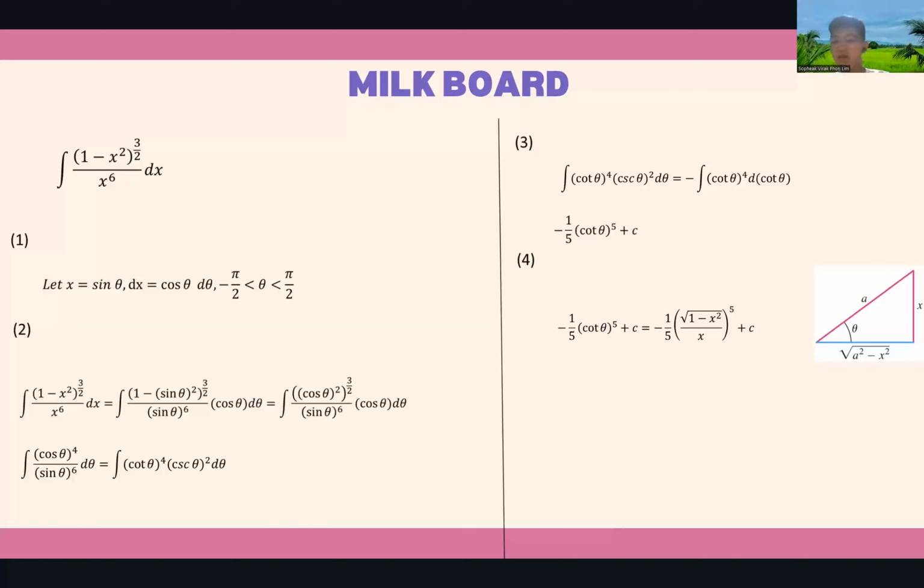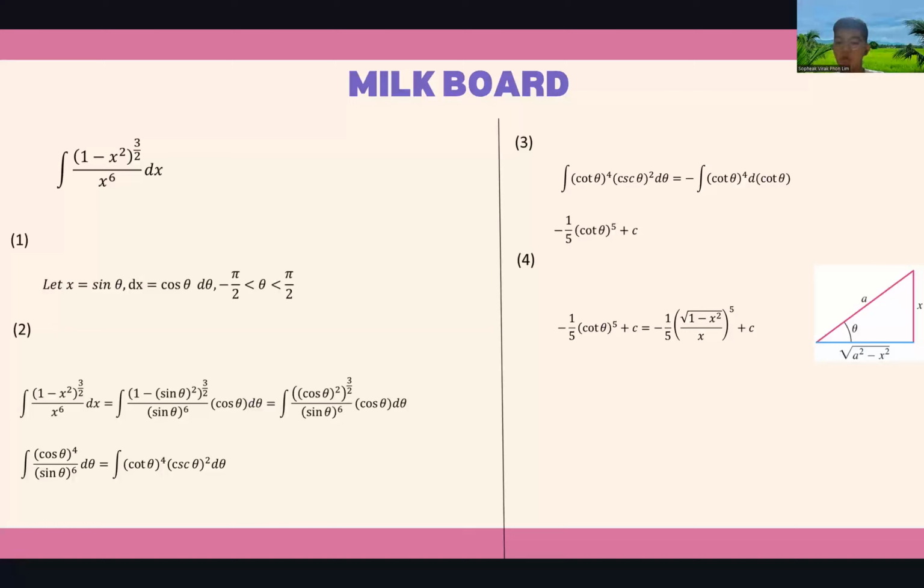So in the third step, we have to evaluate this trigonometric function. So we just use that the derivative of cotangent of theta equals minus cosecant squared theta. So we just evaluate this. We have the final answer of the third step, which equals minus 1 over 5 cotangent of theta to the power of 5 plus c. So we have to convert it back into the original variable x.